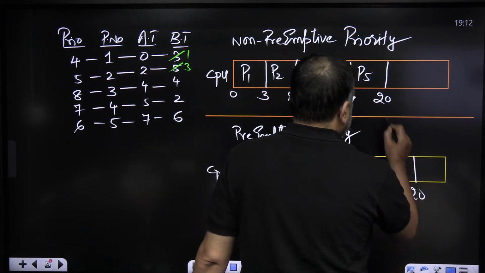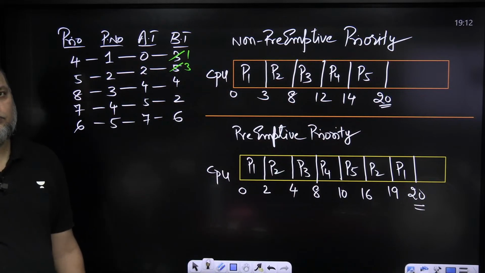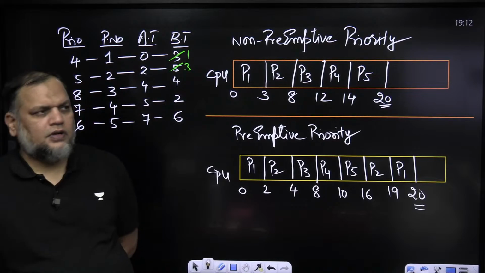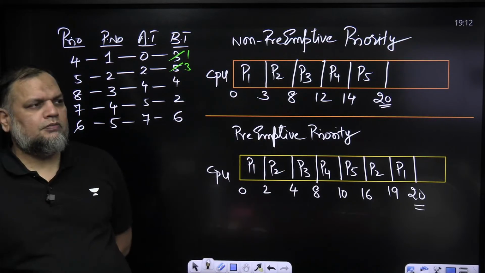So notice the completion time is 20 and 20, but the number of preemptions is different here. So this is the ideology of non-preemptive and preemptive based scheduling.